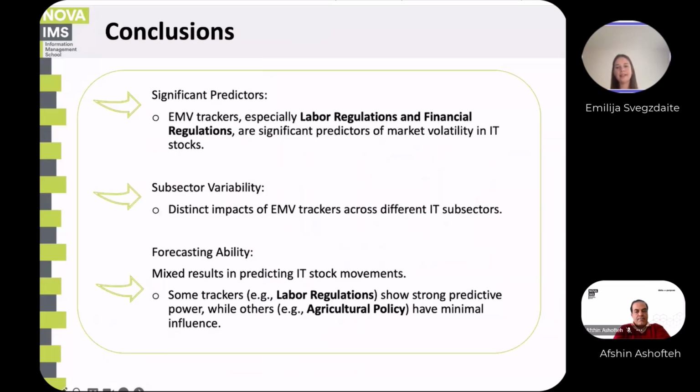And regarding the ability of EME trackers to forecast IT stock movements, the results show mixed results. Labor and financial regulation trackers show significant predictive power, while others like agricultural policy have minimal influence, probably suggesting that firms shouldn't follow those for this specific sector in detail.